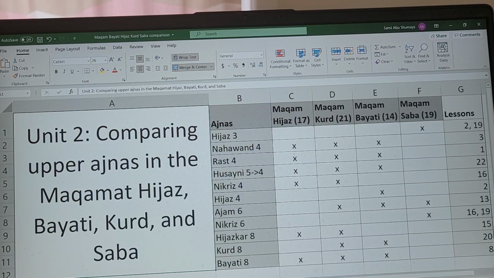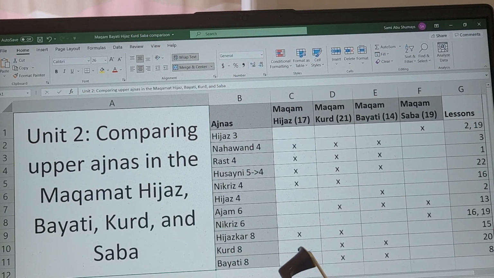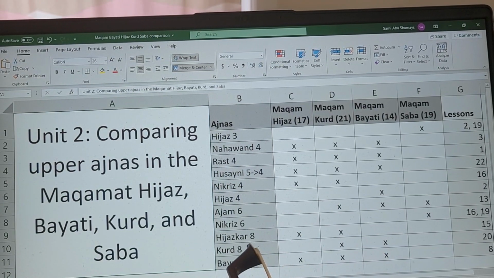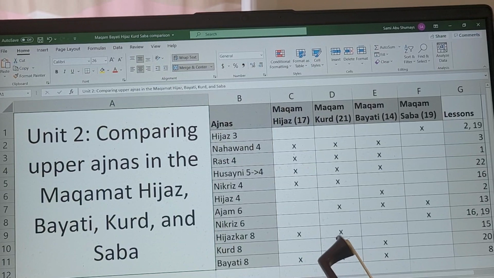In Kurd, I can then go up to the octave, and I can jump to this Jins Hijaz kar on 8. Okay, I'm going to illustrate that next because I want to go there, and then we're going to start to see some of the other things.